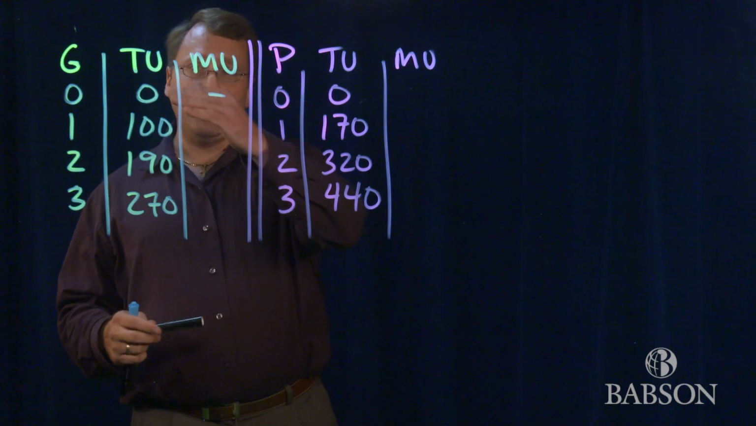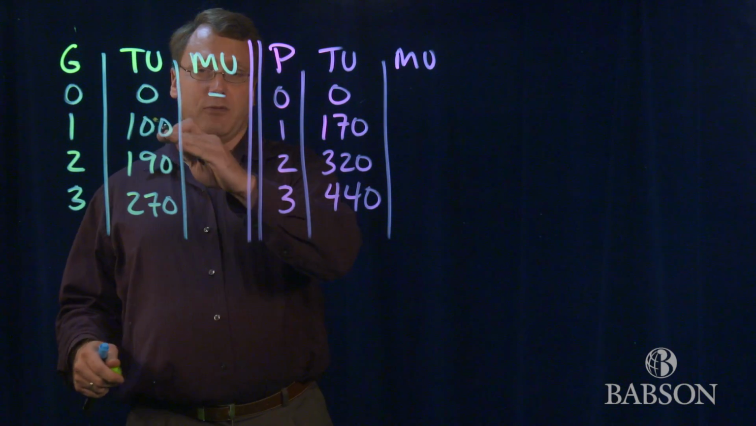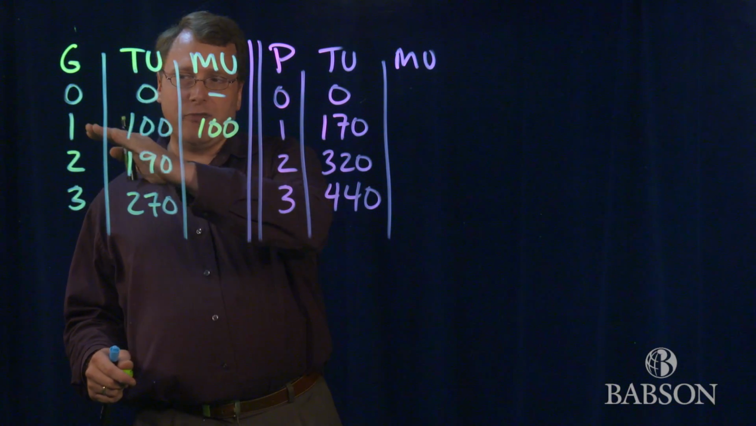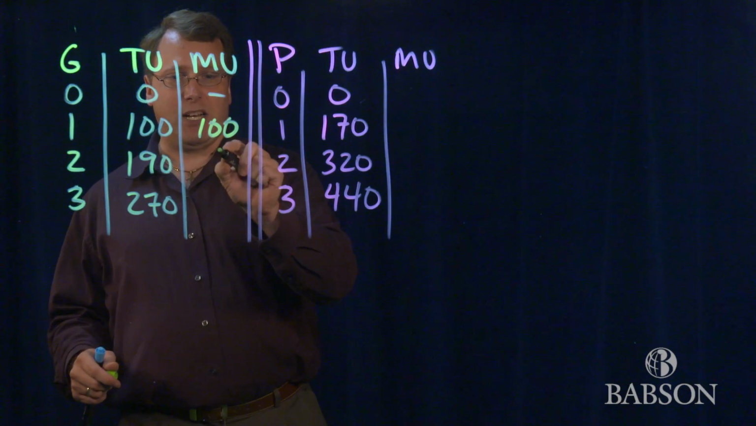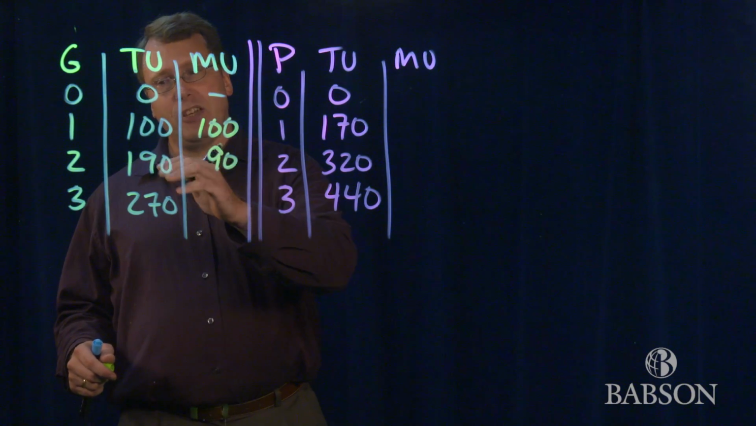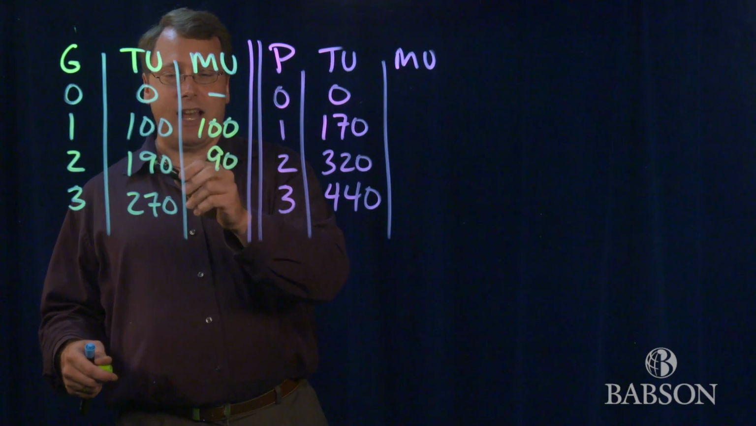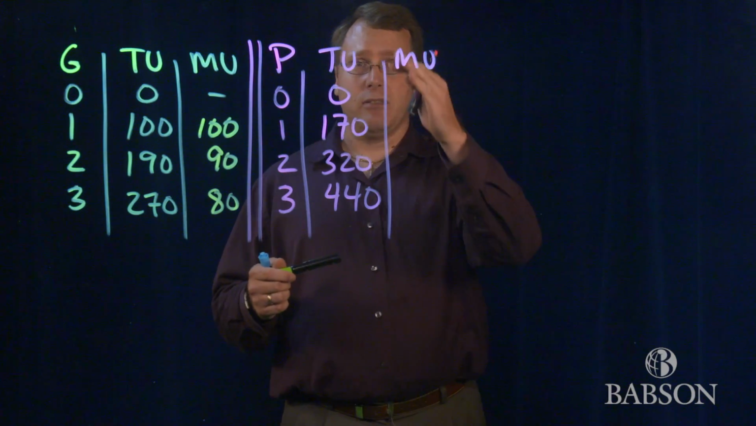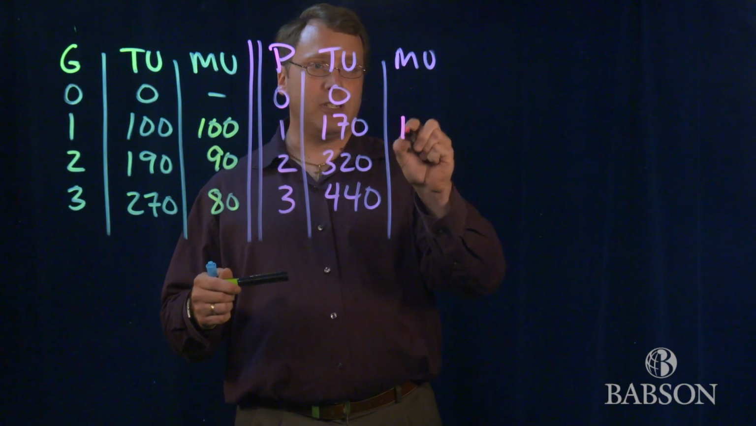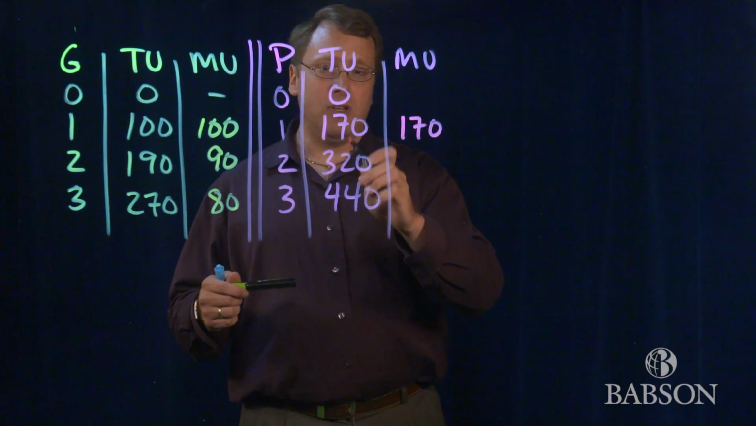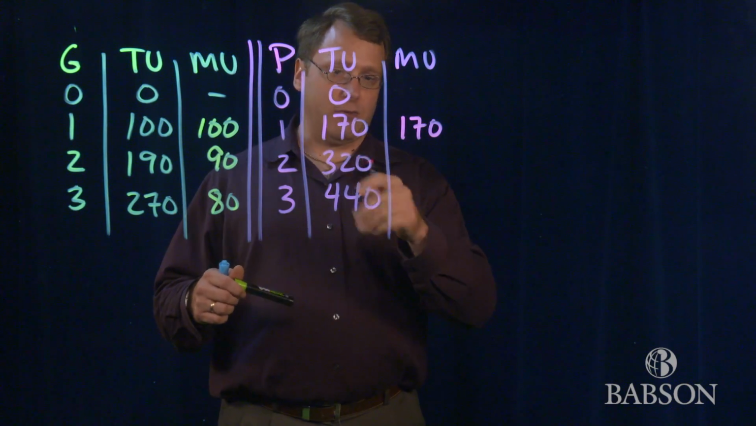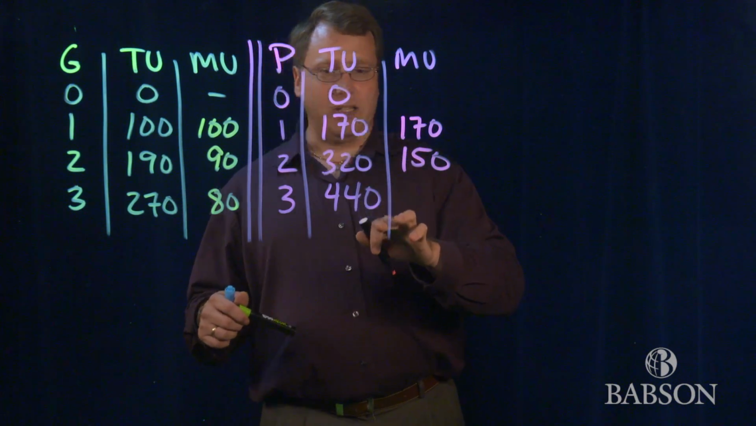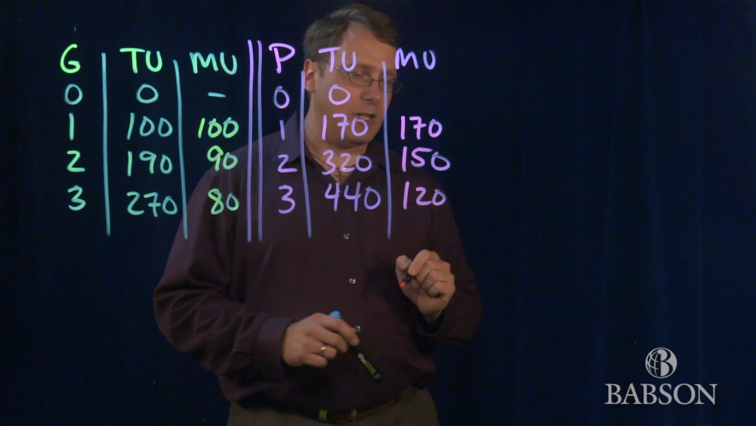And we can see then that as we go from, say, 0 to 1 units of granola, the utility changes by 100. As we go from 1 to 2, total utility changes by 90. And then as we go from 2 to 3, total utility now changes by 80. We can see a similar trend here with Pop-Tarts. As we go from 0 to 1, it's 170. From 1 to 2, it's the difference from 170 to 320, and so here we have 150. And as we go from 320 to 440, we have 120.